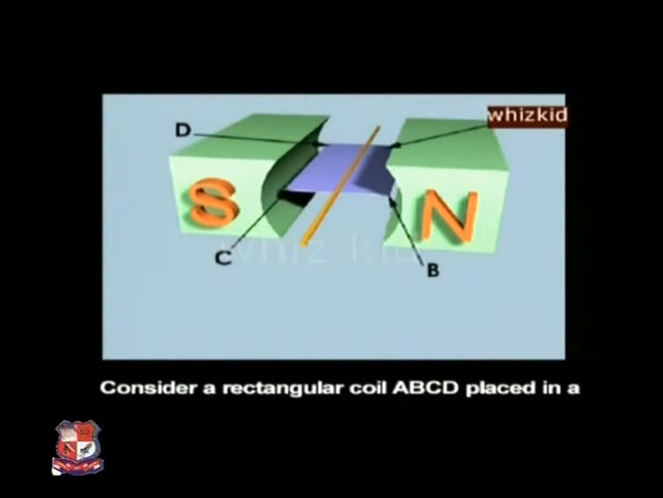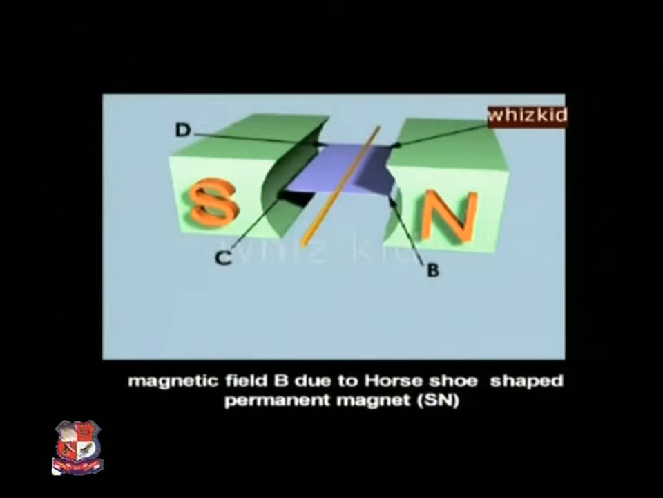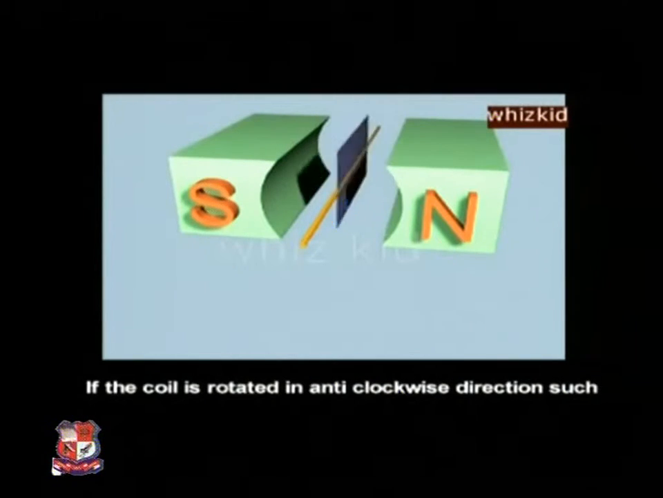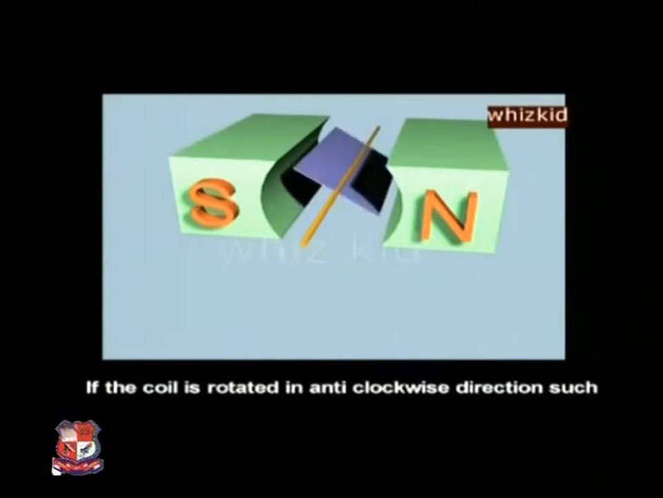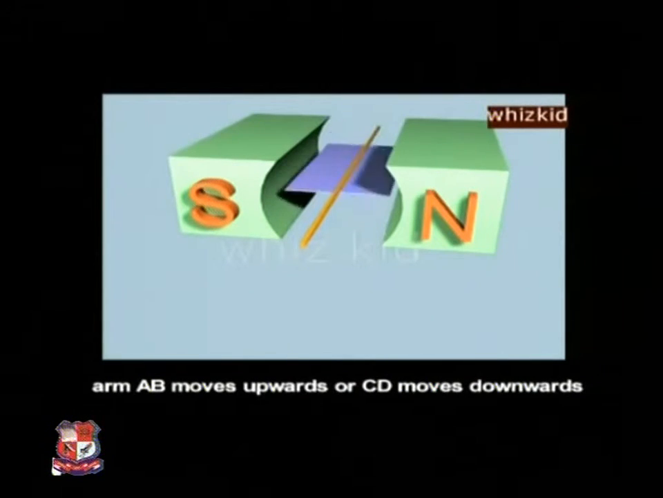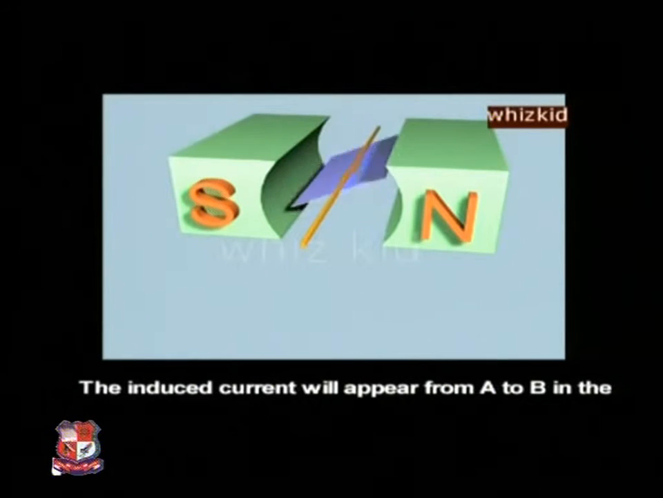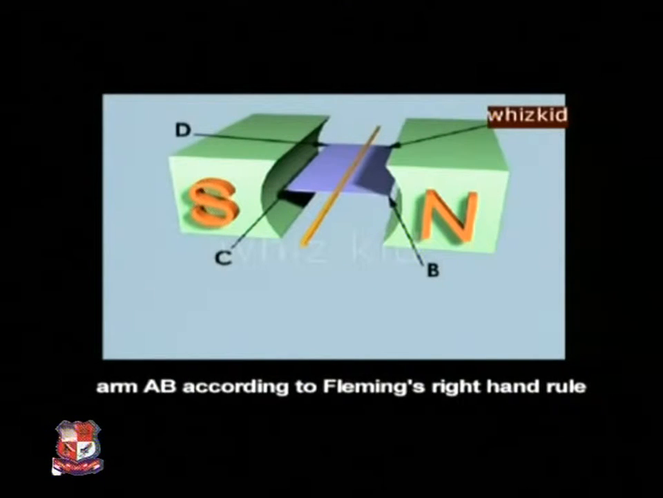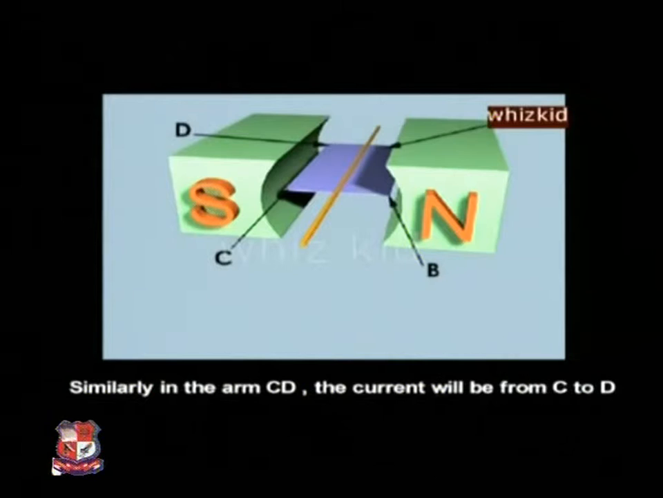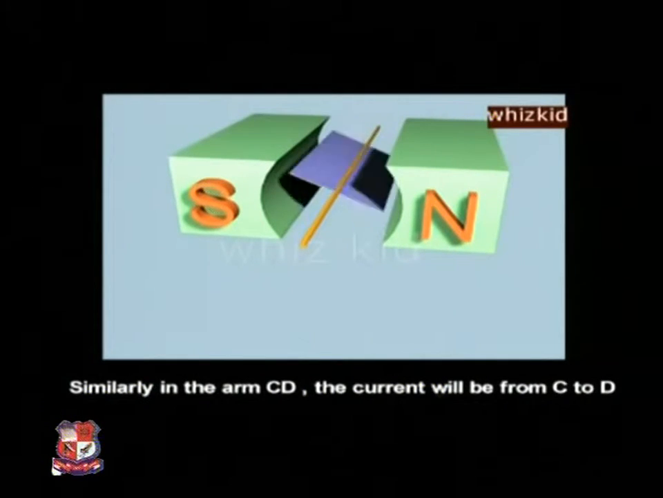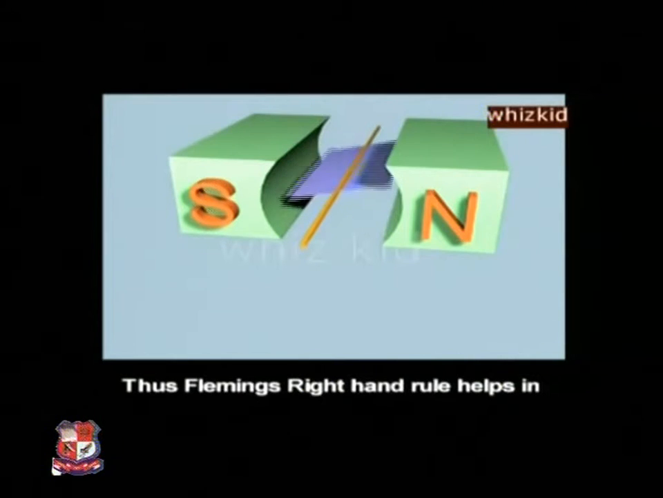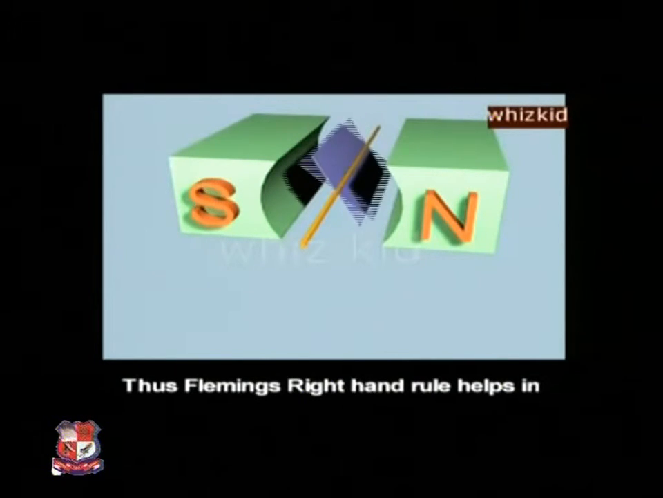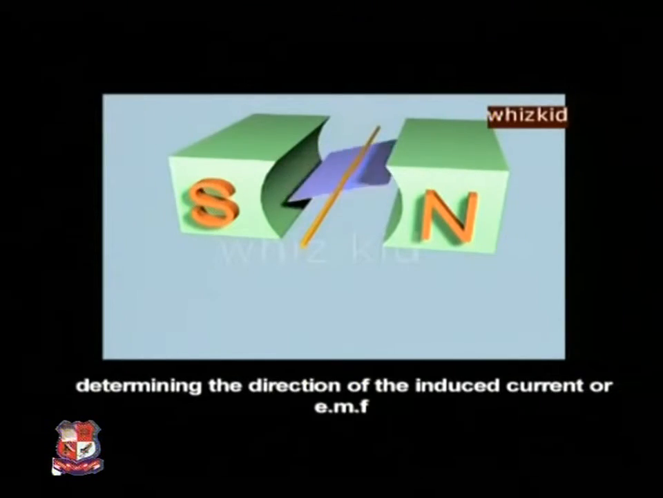Consider a rectangular coil ABCD placed in a magnetic field B due to a horseshoe shaped permanent magnet S N. If the coil is rotated in anti-clockwise direction, such that arm AB moves upwards and CD moves downwards, the induced current will appear from A to B in the arm AB according to Fleming's right hand rule. Similarly, in the arm CD, the current will be from C to D. Thus, Fleming's right hand rule helps in determining the direction of the induced current or electromotive force.